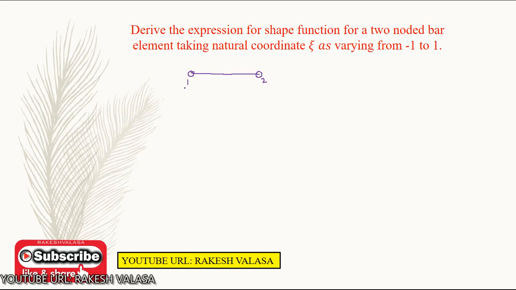Here zeta 1 value is equal to -1. This is zeta 2 value equal to 1. That is already given in the question: zeta varying from -1 to +1. Let the displacement at any point on this element be, I am taking this displacement point, p of zeta.